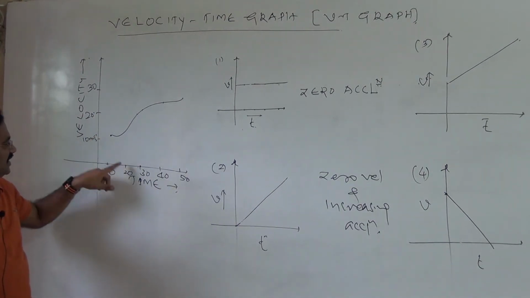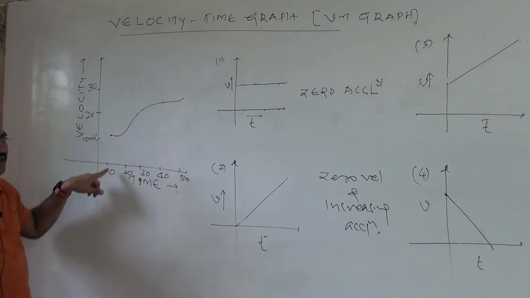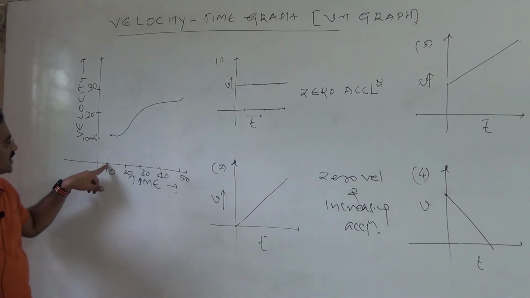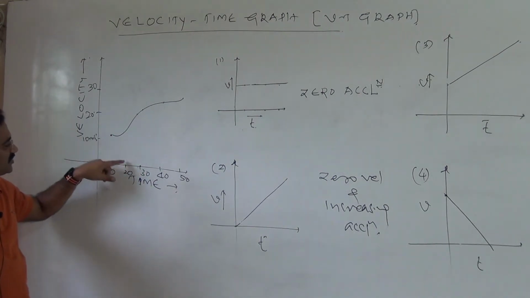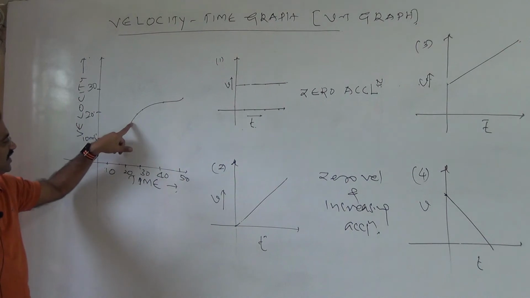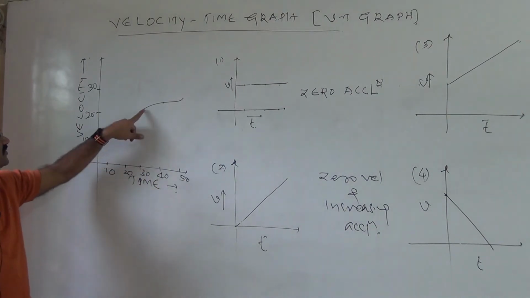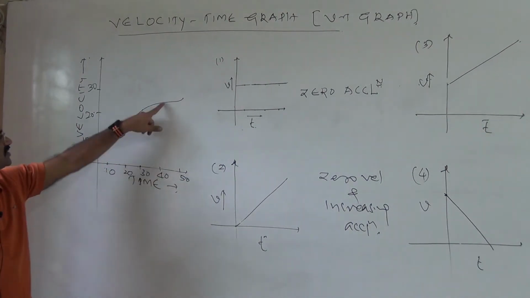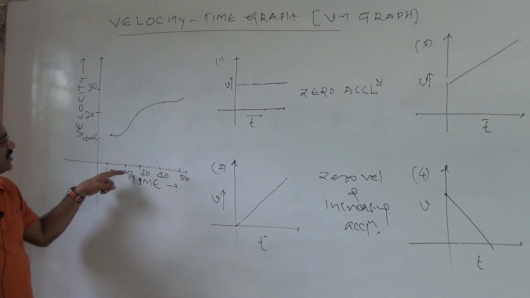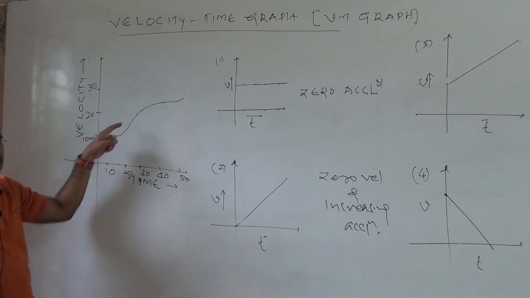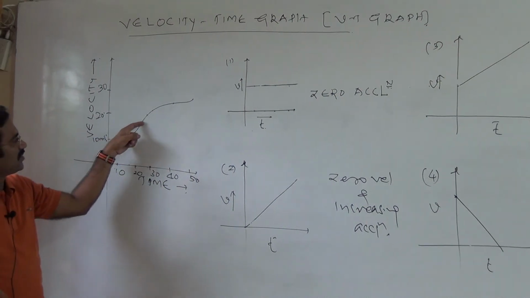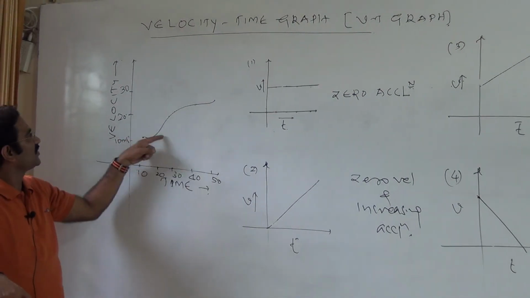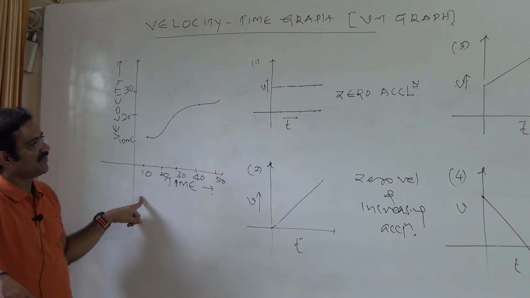At different times the velocity is different. Within 10 seconds it was going at 10 meters per second, at 20 it was 17, when it is 30 it is 23, when it is 40 it is 27. At a different time the velocity is different. So if we plot all of that and draw the graph, that is known as a velocity time graph.